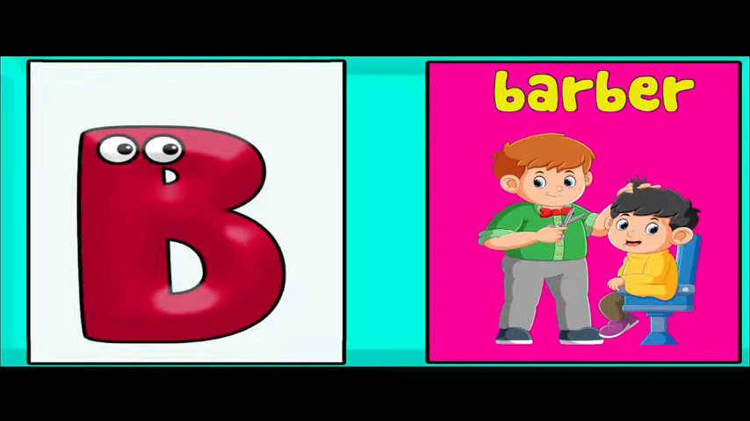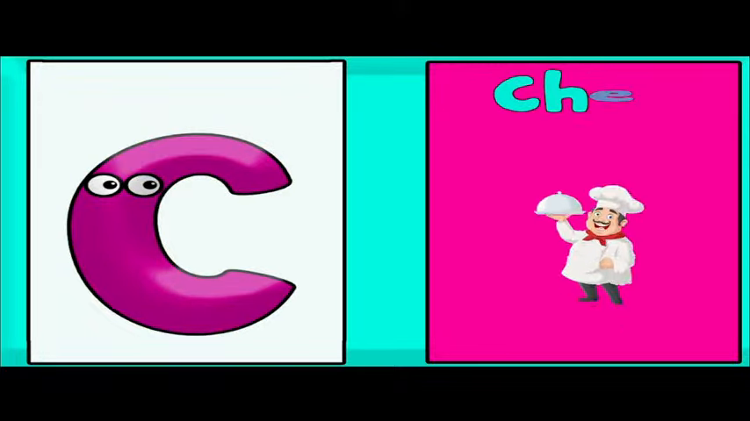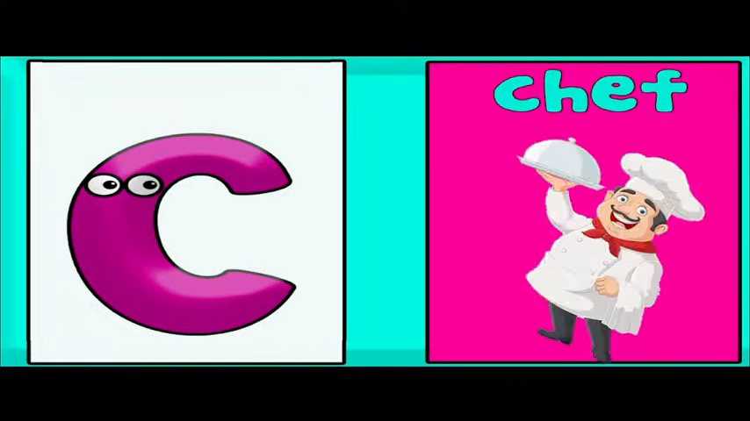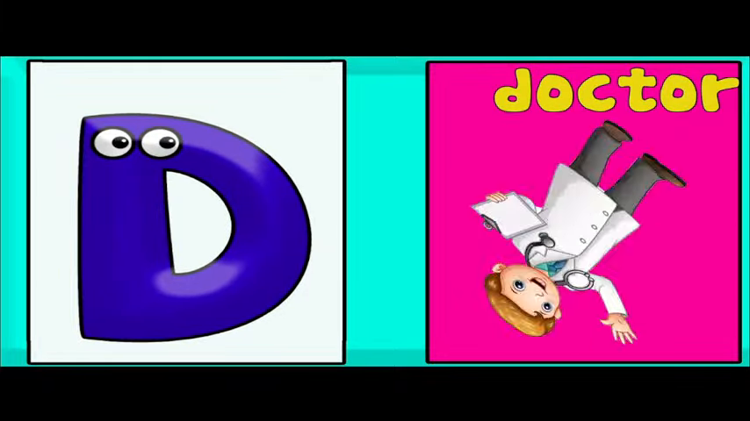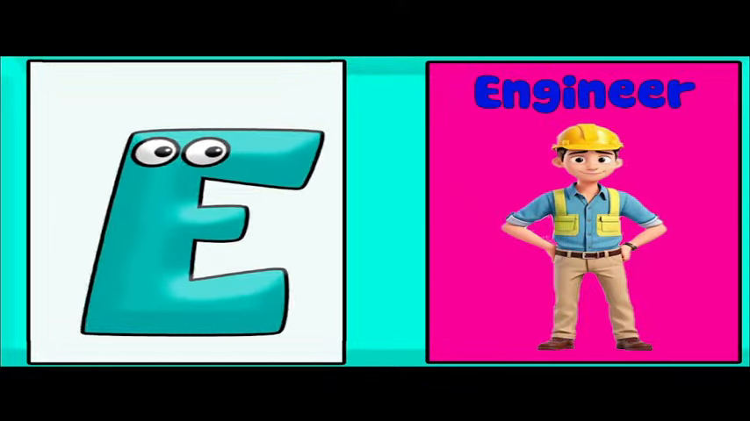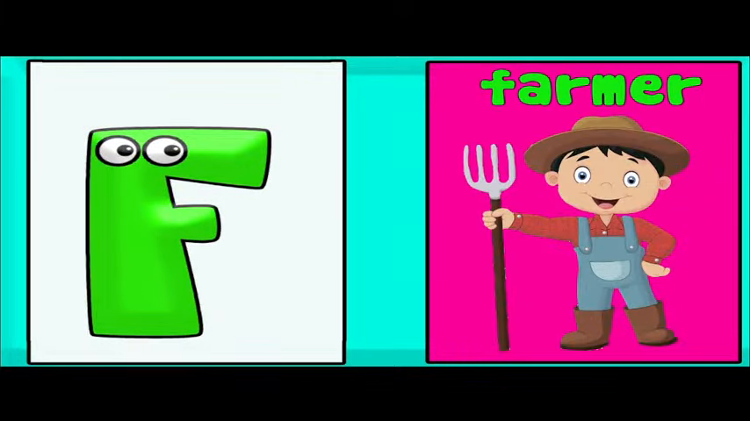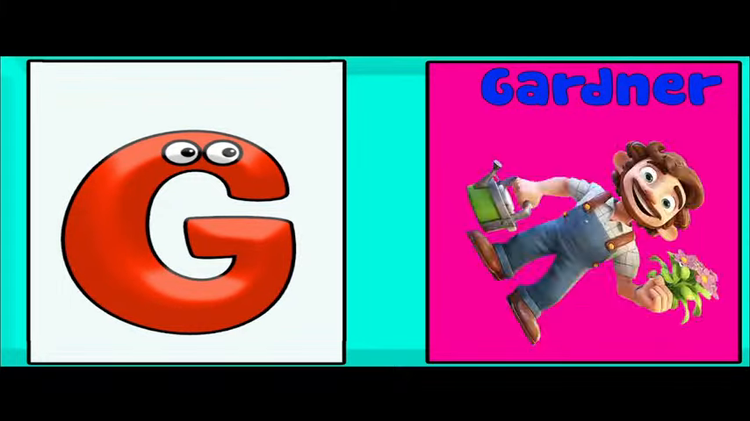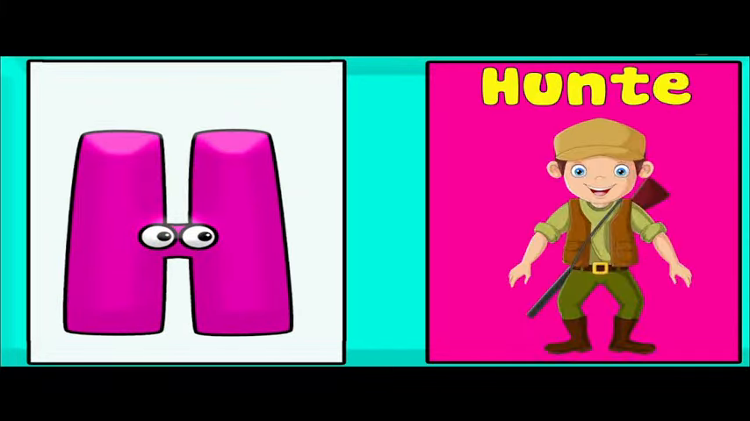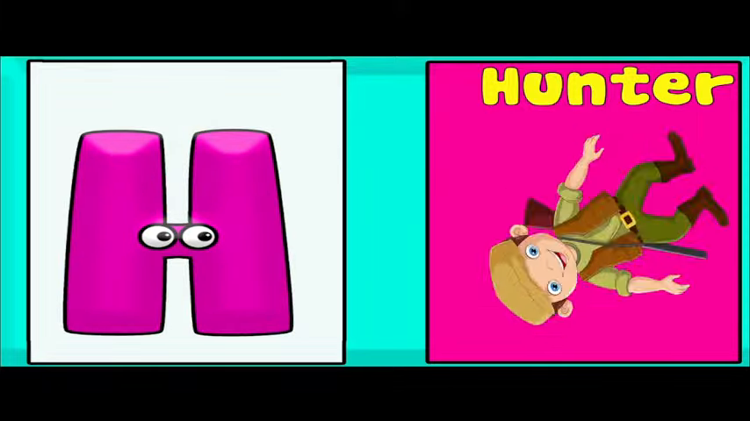A is for actor. Actor. B is for barber. Barber. C is for chef. Chef. D is for doctor. Doctor. E is for engineer. Engineer. F is for farmer. Farmer. G is for gardener. Gardener. H is for hunter. Hunter.